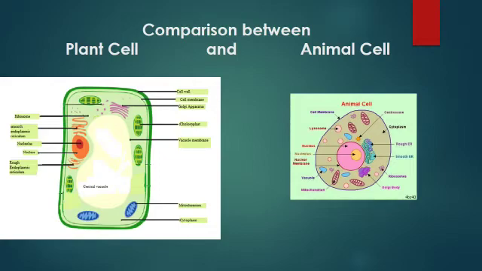And when you draw animal cell, then its shape should be somewhat circular, and nucleus, it should be in the center. So when you draw these diagrams, these are the main differences which you have to keep in your mind.